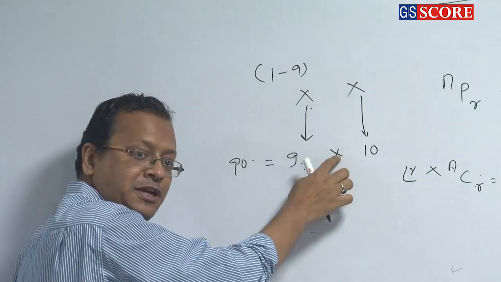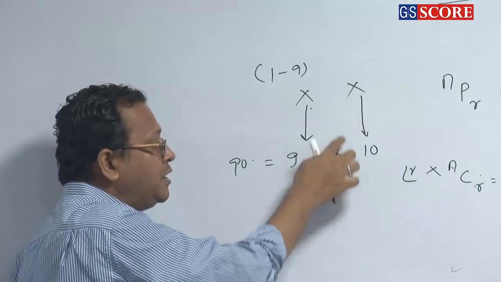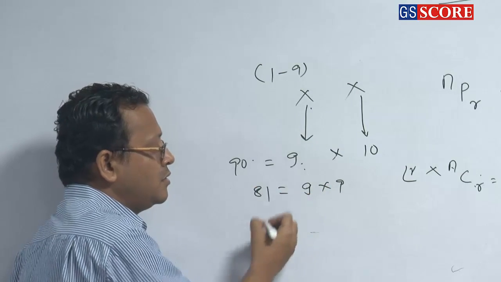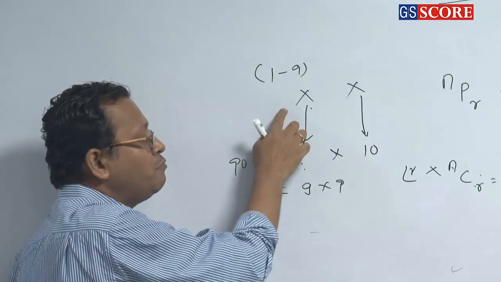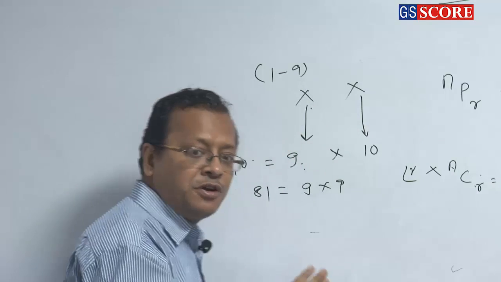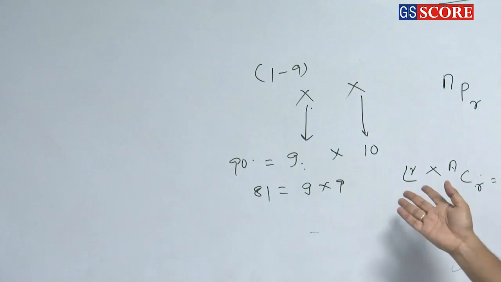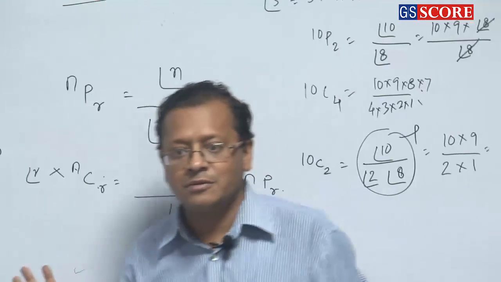So again 9 options here. Filling of this is independent of this. So how many ways? 9 times 9 is 81. Also you can say, sir, 90 minus 11, 22, 33, 44, if you subtract it, it becomes 81 only. Clear or not? But I want to show the example of sum rule and product rule.